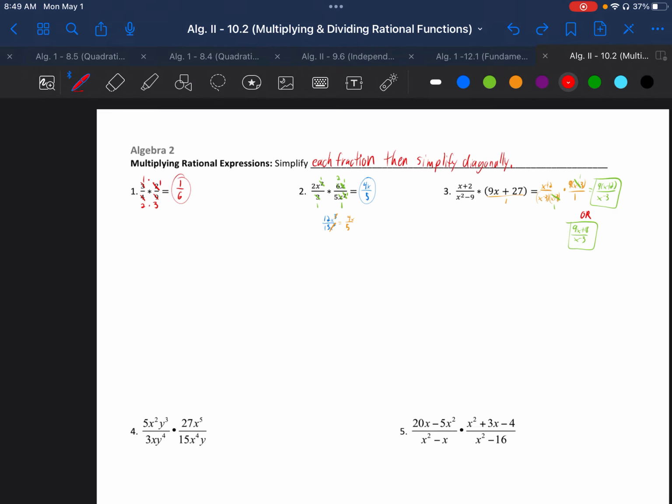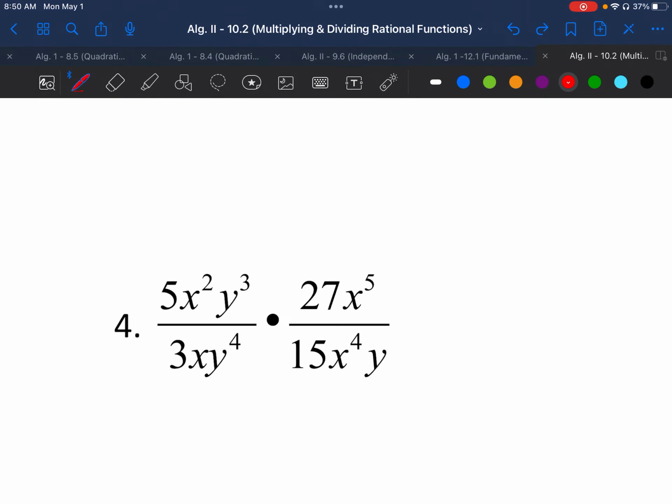All right. I'm going to try number 4. I'm first going to start off with the 5 and the 15, 1 and 3. And then I'm going to do the 3 and the 27 to 1 and 9. And I'm going to say, wait a second, I can actually do the 9 and 3 again to 3 and 1. So I have all my numbers just giving me a 3 on the top.